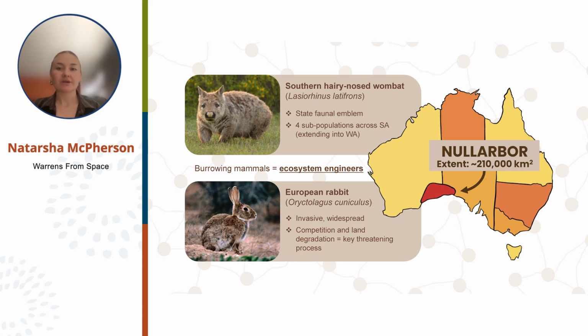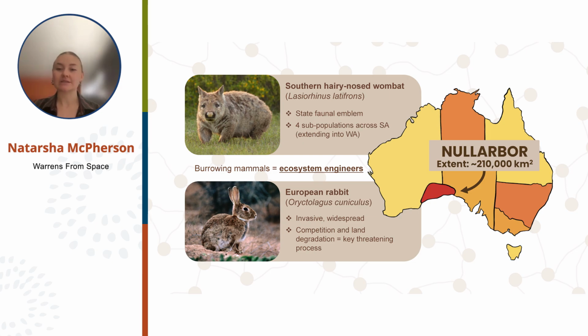So in arid and semi-arid Australia, burrowing mammals are prominent ecosystem engineers that shape and modify the landscape. Notably, we have species like the wombat, which is a native species of conservation priority, and then rabbits, which have more negative implications for biodiversity and productivity. Particularly, they reduce palatable resources for species like the wombat.